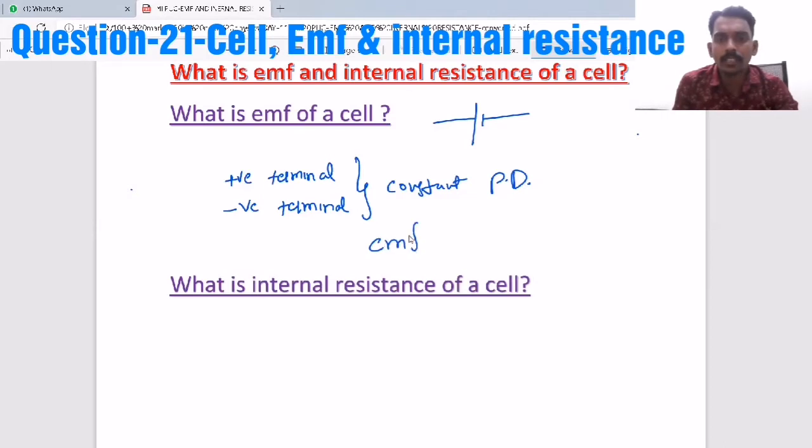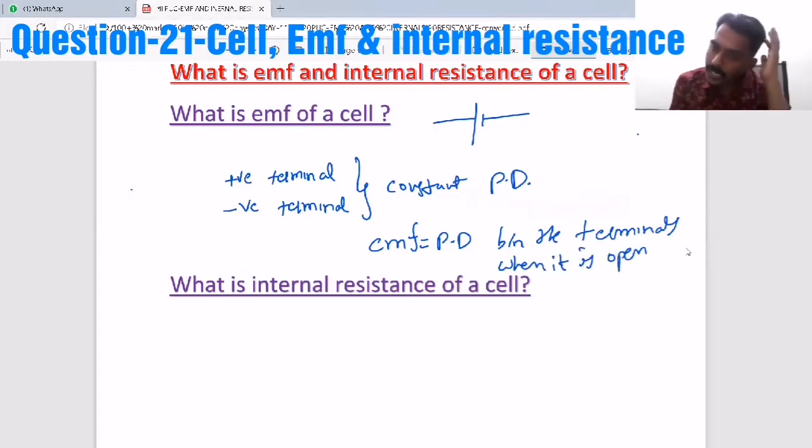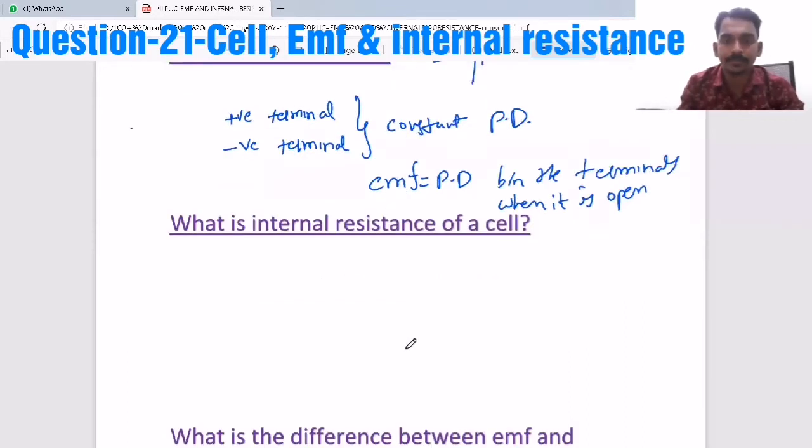So EMF is nothing but the potential difference between the terminals when it is open. Open means it is not connected to any element. Then the potential difference between the two terminals, we call it EMF, or the electromotive force, nothing but work done per unit charge in moving from one terminal to another terminal, is defined as the EMF of the cell.